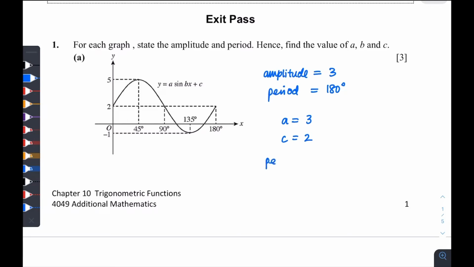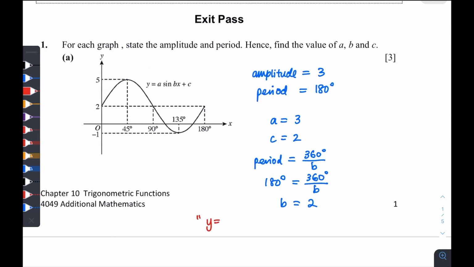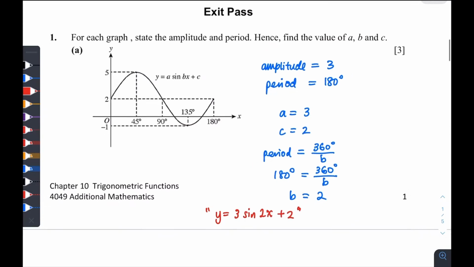Now to find B, we're going to make use of the formula: period equals 360 over B, for a sine graph. So the period, 180, equals 360 over B. Solving for B, B equals 2. So the whole function would look something like this: y equals 3 sine 2x plus 2. Let me write it down somewhere: y equals 3 sine 2x plus 2. Okay, so this is question 1a.